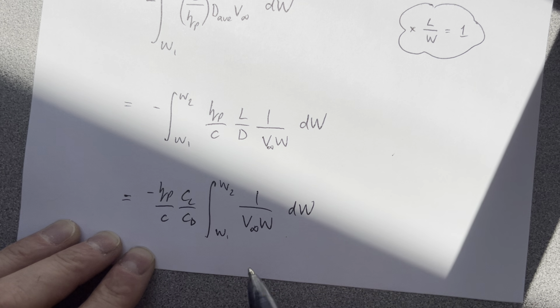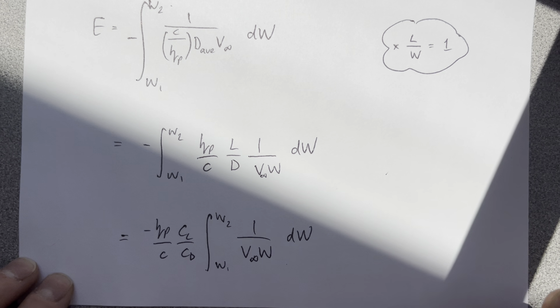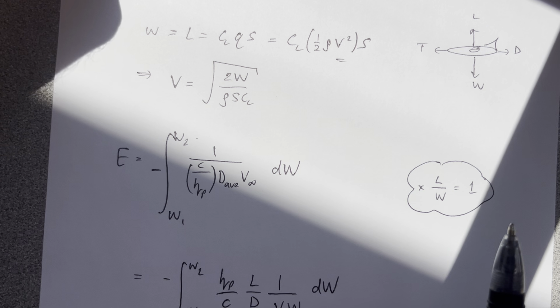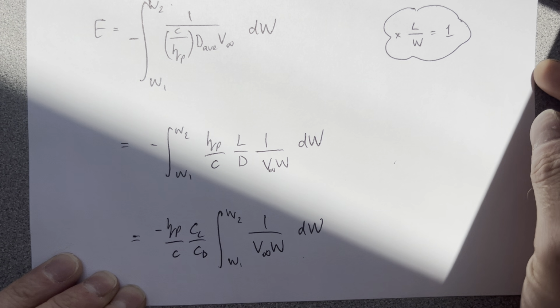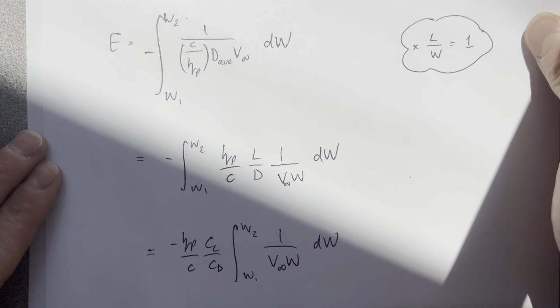And again, the reason why I haven't taken out V from here is because, as we showed up here, V is a function of W, so of course we can't bring the airspeed term out of the integral. So we should be in pretty good shape now.